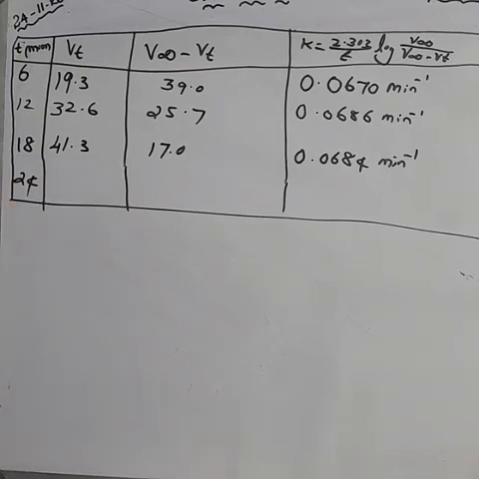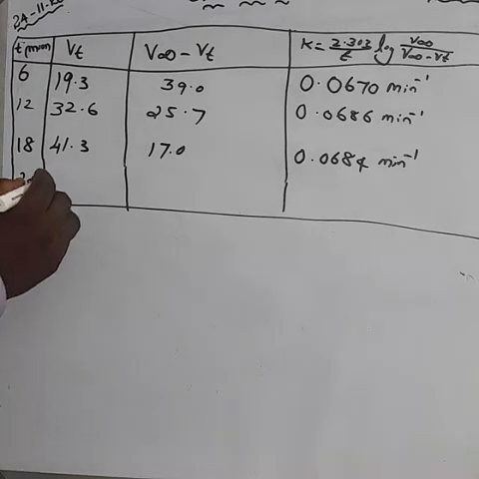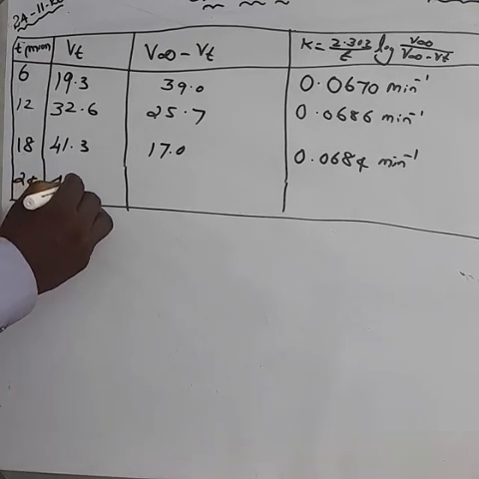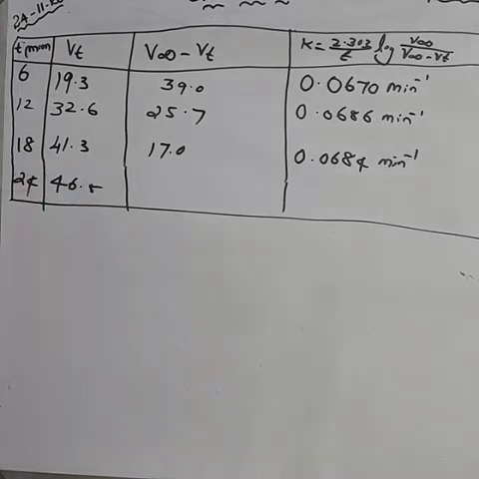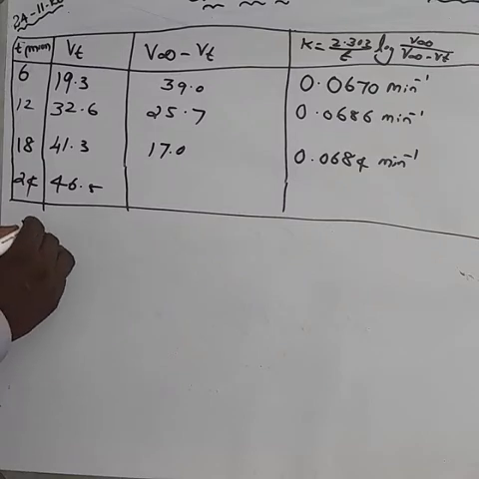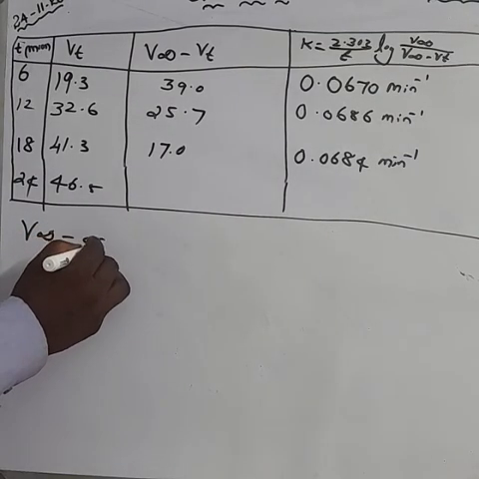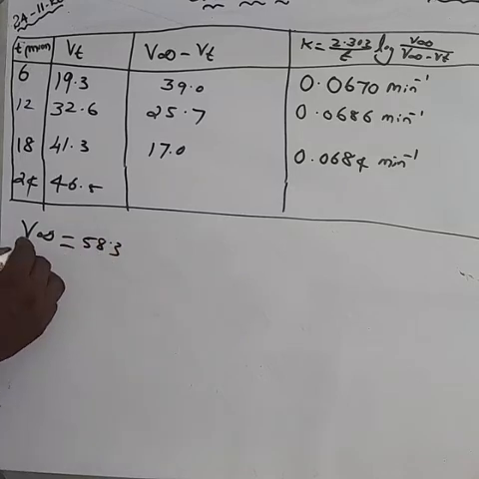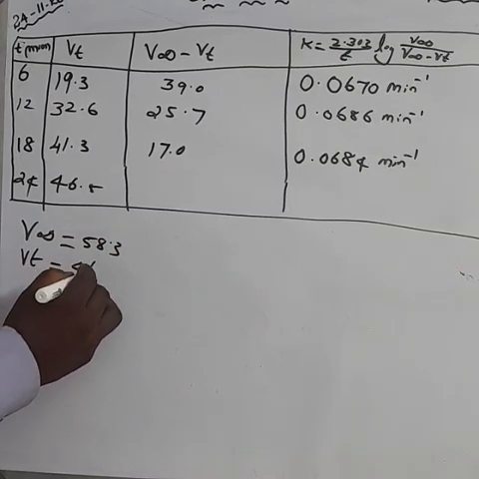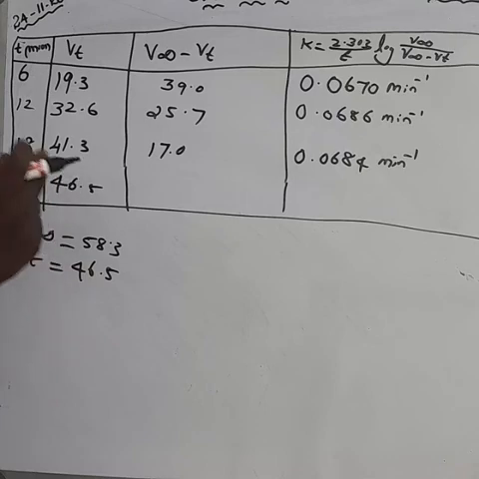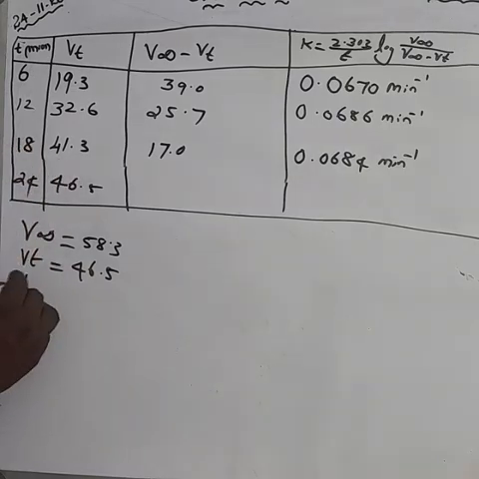As per the textbook, what is the given data? What is the Vt value? Vt value is equal to 46.5. And V infinity, which I told you previously, is 58.3. Vt is equal to 46.5, and the time t is equal to 24. Clear?